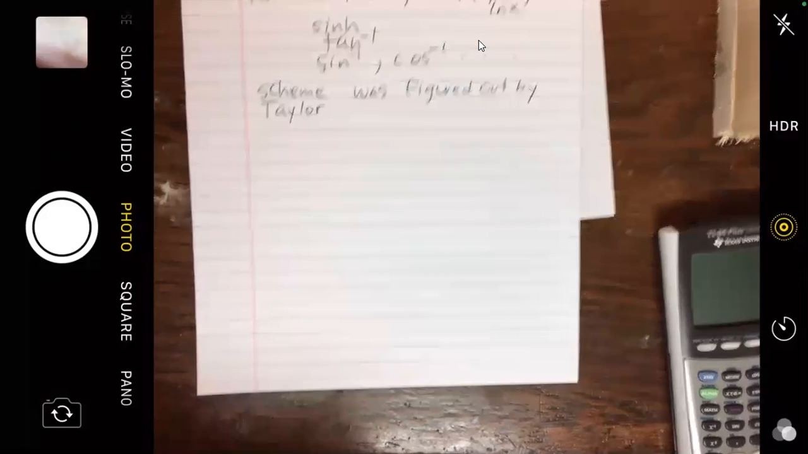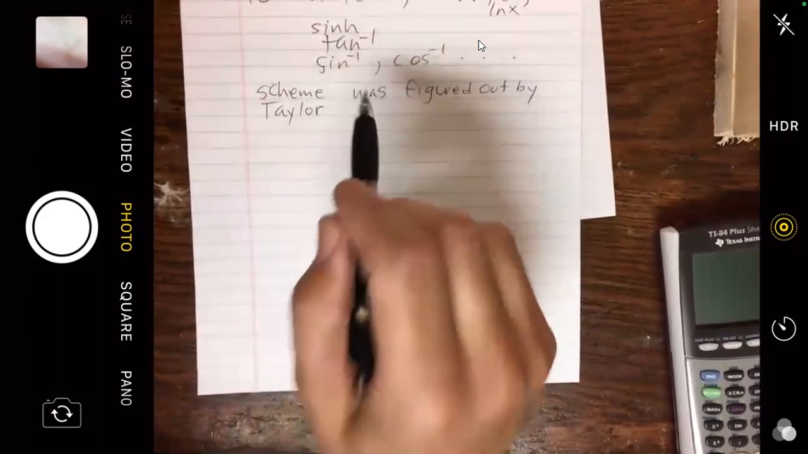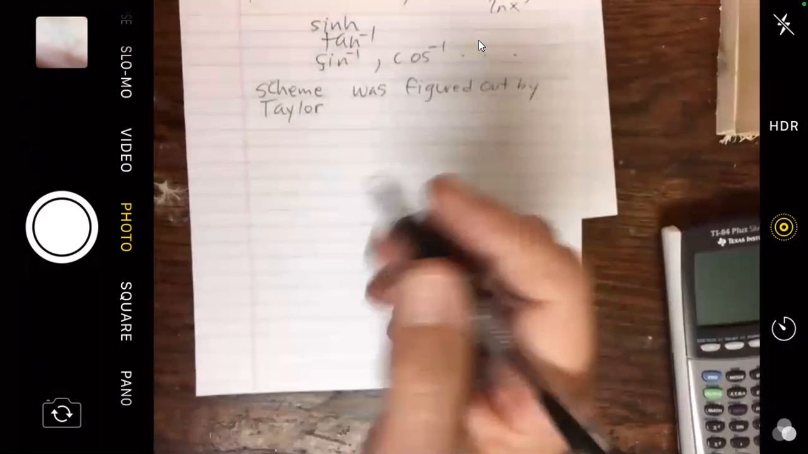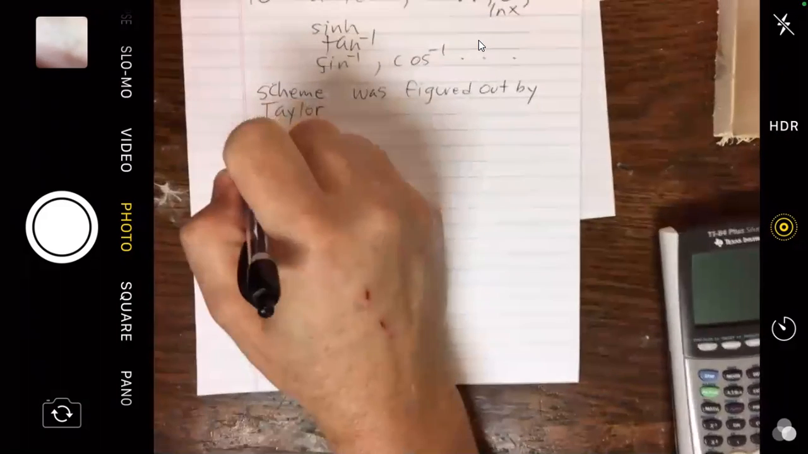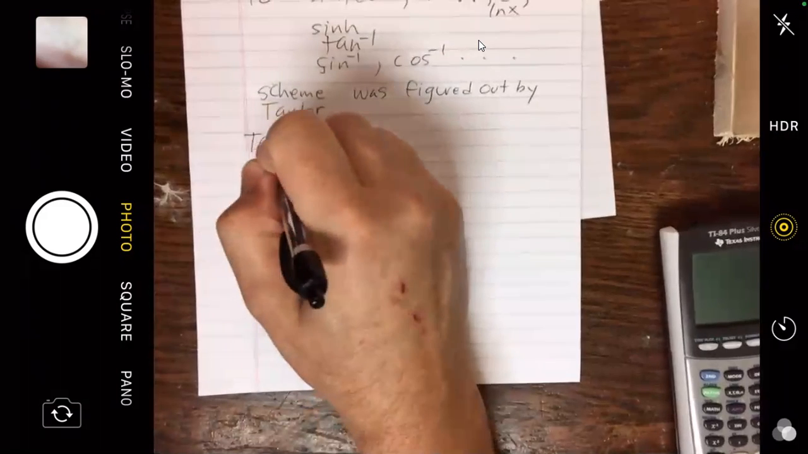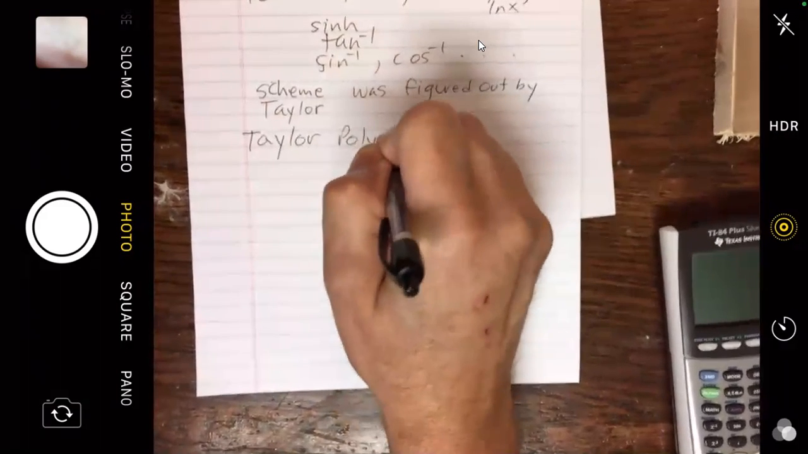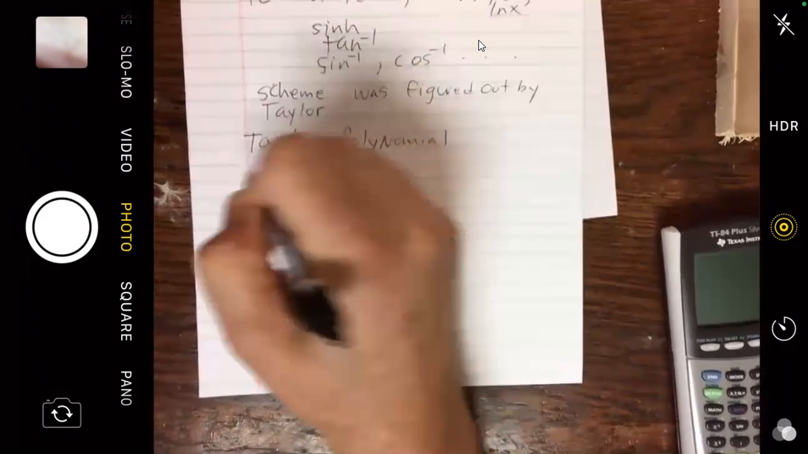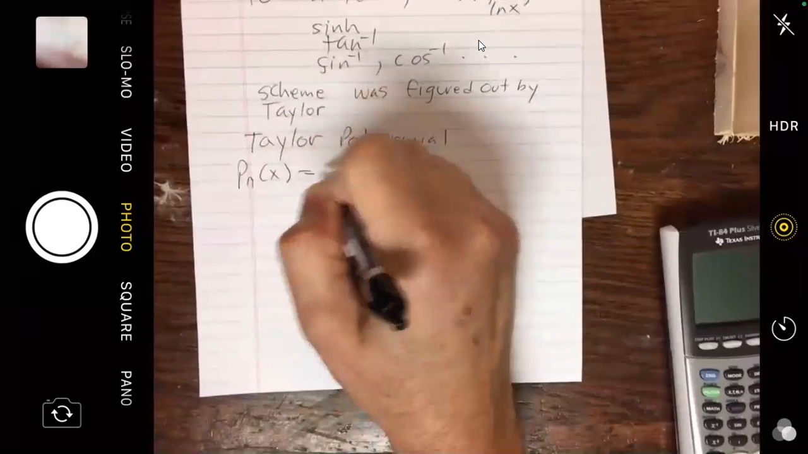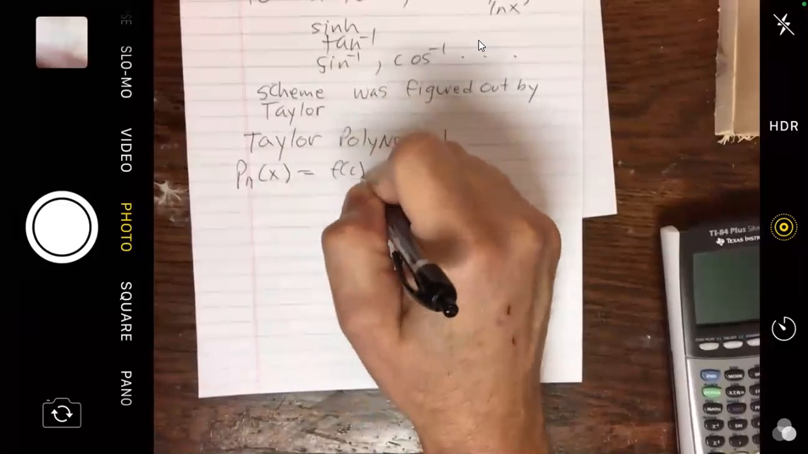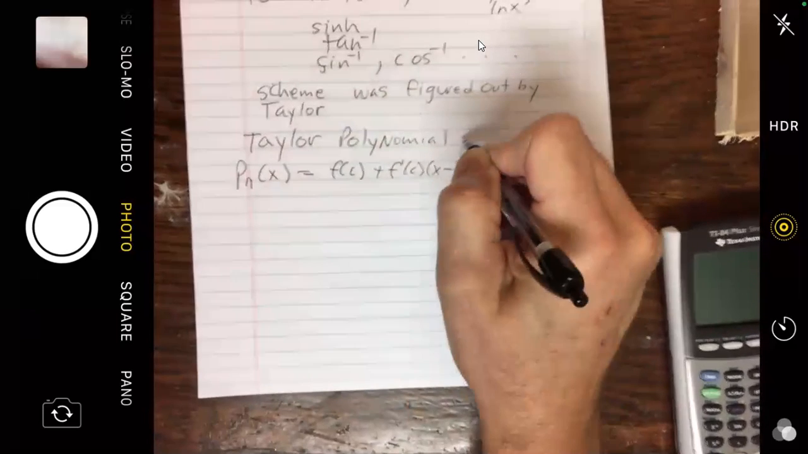But in any case, they give Taylor the credit for the general scheme, and Maclaurin, if you put in c, is 0. All right, now I'm going to write it out. This is called the Taylor polynomial. f of c plus f prime of c times (x minus c). By the way, this is centered at c.